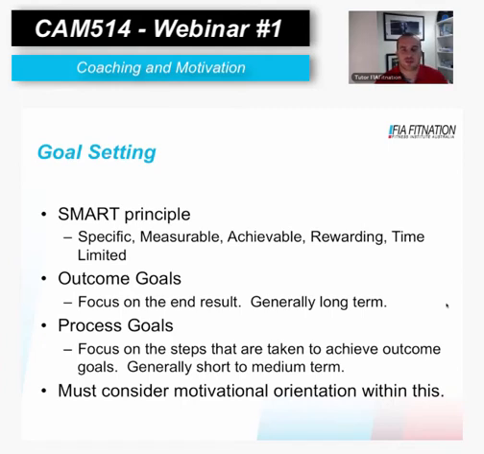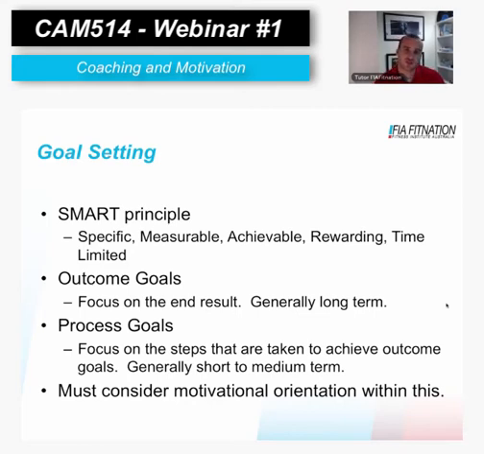So the first thing is the SMART principle, which I'm sure you're all very familiar with, which stands for specific, measurable, achievable, rewarding, and time-limited goals. Each of these components of a goal are incredibly important. If you miss one, then the chance of actually achieving a goal is much less likely. So let's just break each of those points down to start with.